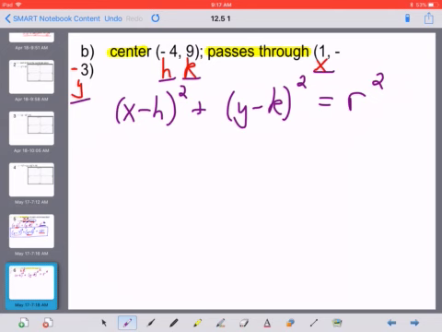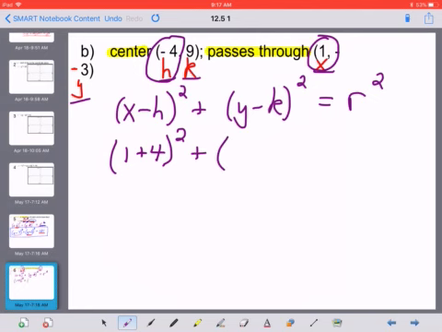So now let's start filling in what we know here. Underneath this, the x-coordinate of the point that we were given is right here, and our x-coordinate is 1. So we start with that. We're going to subtract our h-coordinate, which is right here. But because h is negative 4, we're subtracting a negative 4, which is just going to turn that into a plus 4. Close that parenthesis and square it. Plus, and here we go in parentheses now, our y value right here was a negative 3. And then we're going to subtract our k value, which is located right here, and that's going to be a 9.